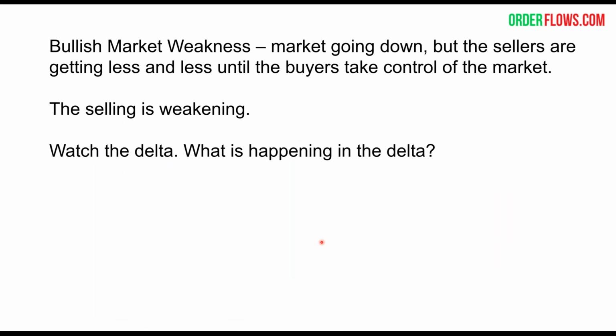Now, bullish market weakness is the opposite, right? A market has been going down, but the sellers are getting less and less until the buyers take control of the market. The selling is weakening. And again, how you're going to determine if it's happening is you're going to watch the delta, see what's happening in the delta.